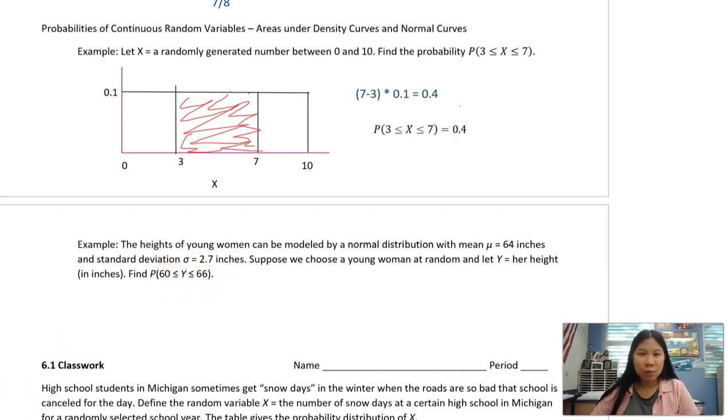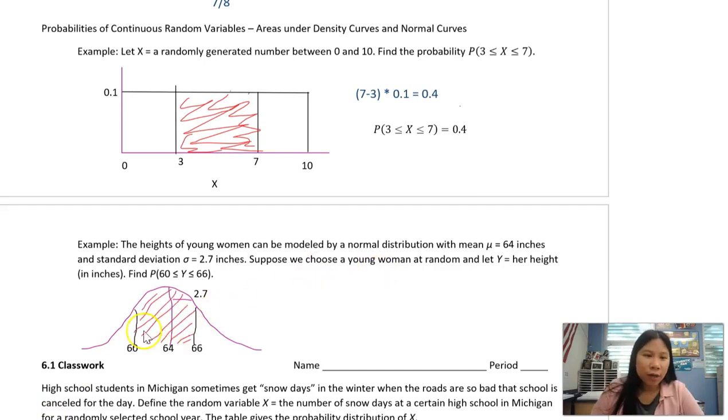So I'm going to start off with a drawing. Here's my normal curve. Just like what we used to do, we're always going to label the center of our normal curve with the mean, which was 64, and our standard deviation, which they told us was 2.7. So from here, we're trying to figure out the probability that our variable is between 60 and 66. So if we figure out where 60 and 66 are on our graph, then we can shade everything in between. So here we go, I've drawn in the rest of it. 60 has to be less than 64, so it's going to be on the left side. 66 is greater than 64, so it's going to be on the right side. And then we're shading in between because that's the probability that we're trying to find.